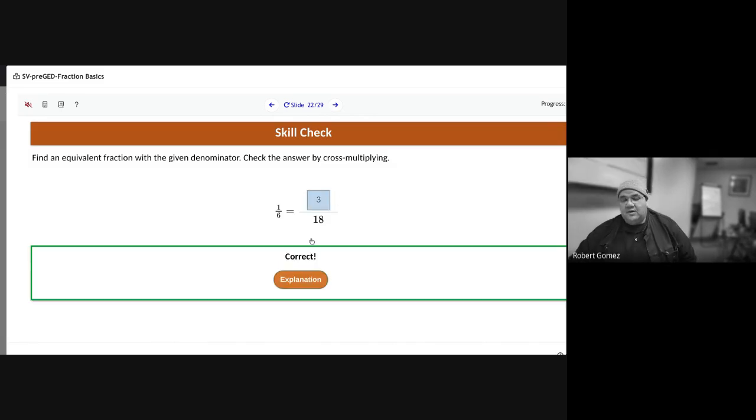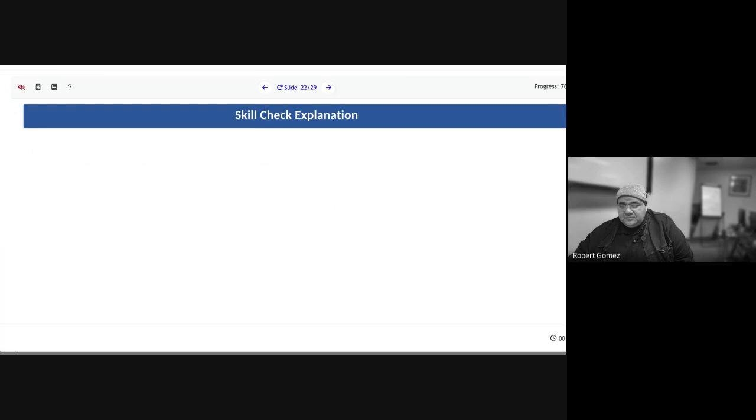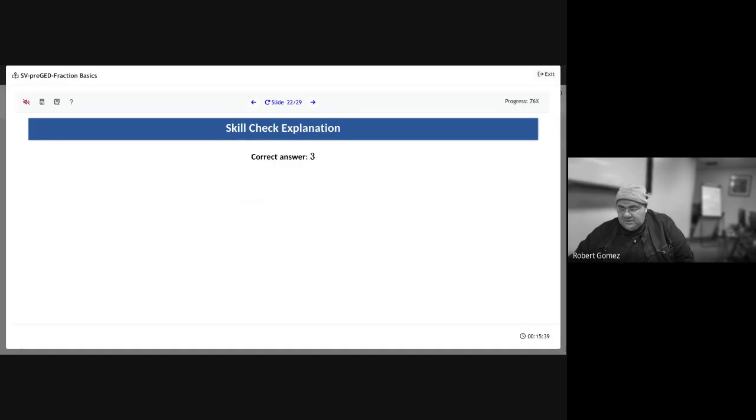There we go. And of course, if you wanted to check, you can cross multiply. Okay, we look at the explanation, and that should give us an explanation, right? So if we cross multiply it again, we take 1 times 18, that gives us 18. 6 times 3 is 18. Those are equivalent to each other, so that works, okay?